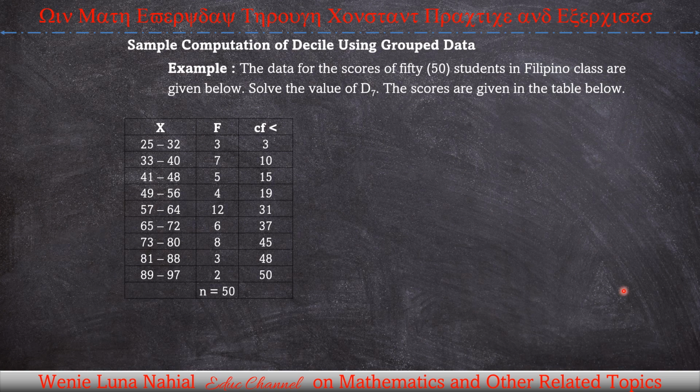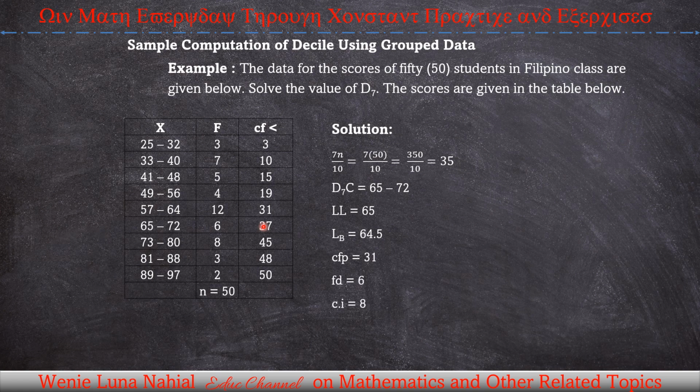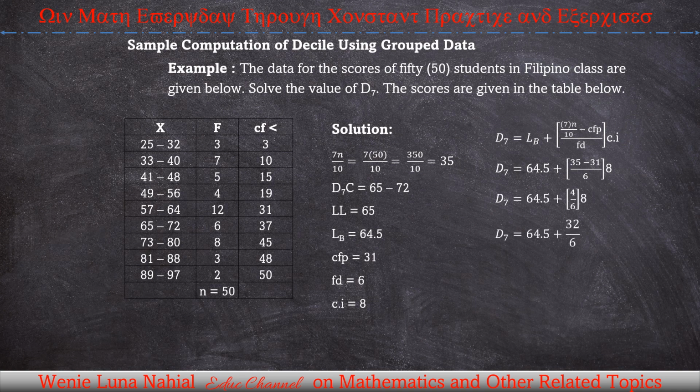Again, the same set. Let's get D sub 7. So you have 7 times 50, that is 350. Divided by 10, you have 35. So 35 is less than 37. So our decile class is 65 to 72. Lower limit, 65. Then the lower boundary is 64.5. Then 31, the cumulative frequency before the decile class. Then the frequency of the decile class is 6. Then class interval is 8. So the same thing. You have to substitute in the formula, then do the calculation.